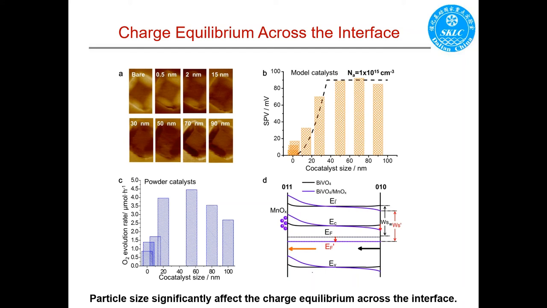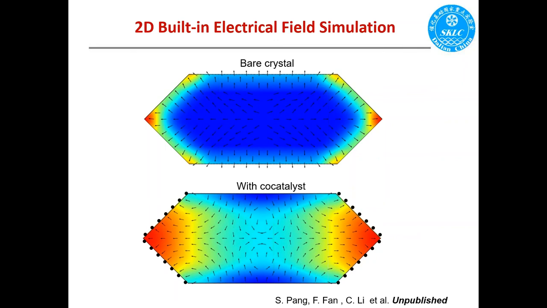I do not want to take too much time to explain it. I will just show you a simulation result. This is the simulation result for the bare crystal and what happens after you deposit a co-catalyst. You see that for the bare crystal, the two facets have opposite built-in electrical fields, and they are not connected to each other. If you deposit the co-catalyst, the work function difference between the two systems will try to move electrons from the semiconductor to the co-catalyst, and this process significantly increases the thickness of the surface charge regions from one facet to another facet.